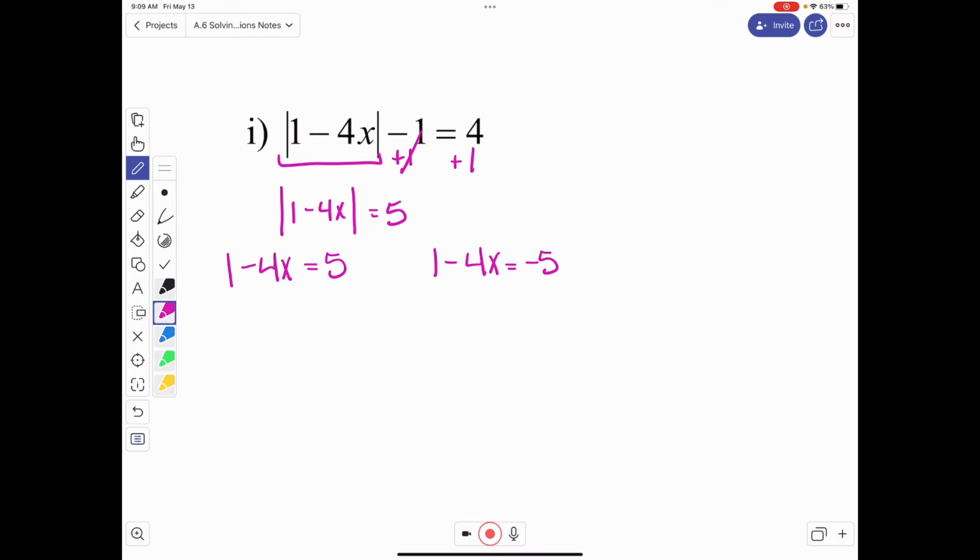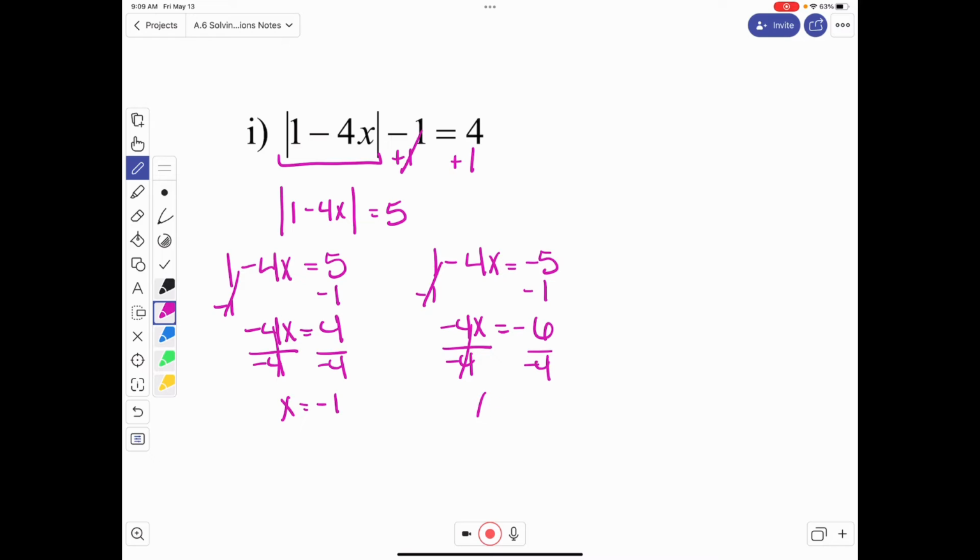Now, again, we have to check for extraneous solutions. So we subtract 1, we'll get negative 4x equals 4. Divide by negative 4, so x equals negative 1. And subtract 1 here, negative 4x equals negative 6. Divide by negative 4, reduce this fraction. A negative divided by negative is a positive, and that's going to reduce to 3 over 2.